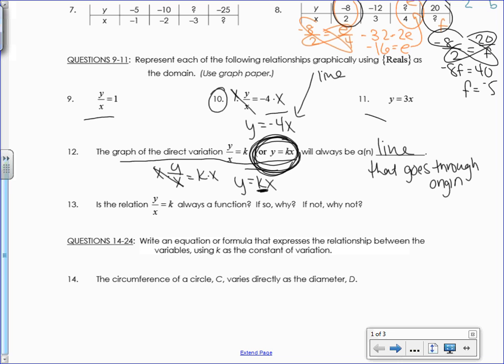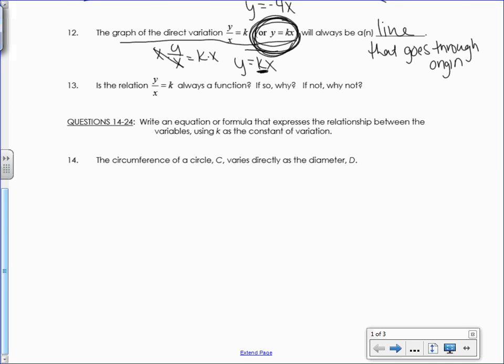Okay, now let's look at the word problems. These are super easy. Okay, we're writing it, write an equation or formula that expresses the relationship using k as our constant, k for constant. So the circumference c varies directly as d. So c directly d, c divided by d. And then that has to equal my constant k. That's it. That's all you got to do.